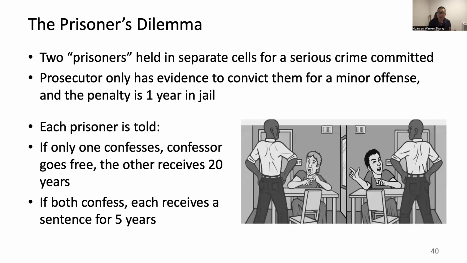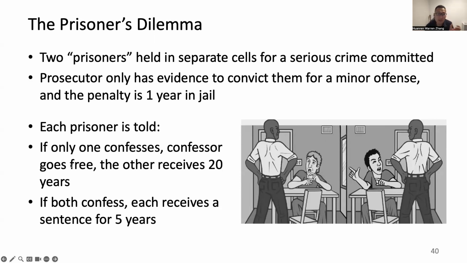Two prisoners are held in separate cells for a serious crime committed, but the prosecutors only have the evidence to convict them for a minor offense. The penalty for this minor offense is 1 year in jail. And this serious crime committed could put them into prison for 5 years. Now, in order to induce these prisoners to confess so that they have the evidence to convict them, each prisoner is held in a separate cell, right? So the police have this divide and conquer strategy. They approach each of these prisoners separately.